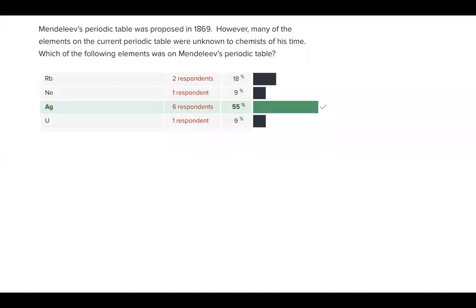So within chapter 7, okay, I see a question about what would have been on Mendeleev's periodic table. Silver, okay, that's one that's known since ancient times. That would have been on the table.